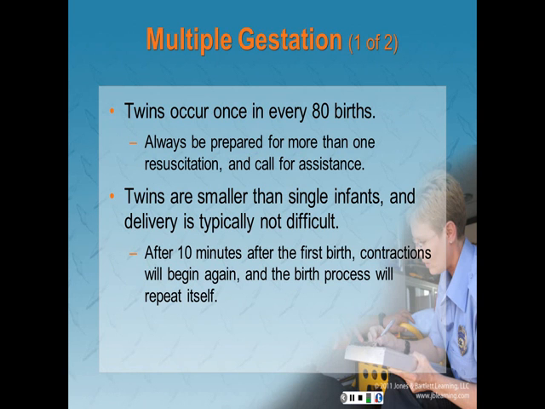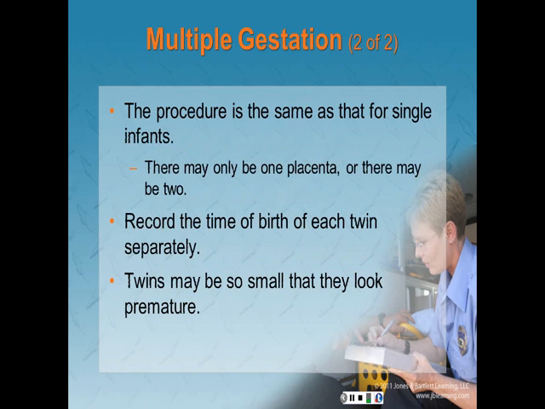If twins are present, the second one will usually be born within 45 minutes of the first, and after 10 minutes after the first birth, contractions will start again and the birth process repeats itself. Procedure for delivering twins is the same as for single infants. Clamp and cut the cord of the first infant as soon as it has been born and before the second infant is delivered.